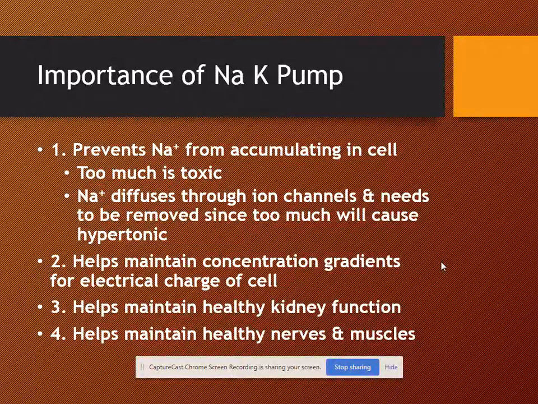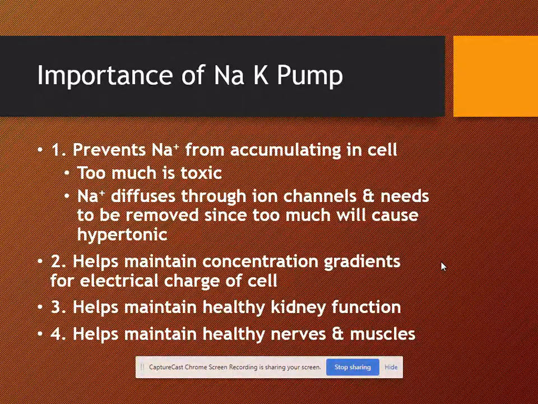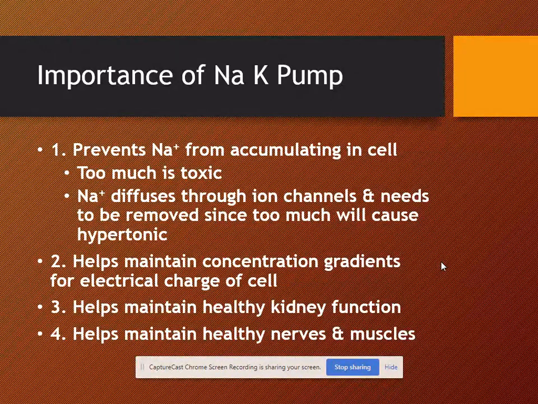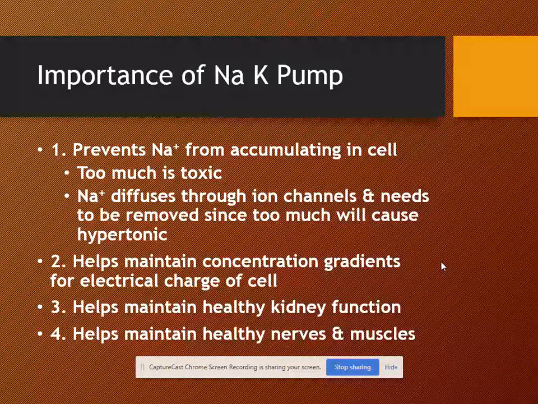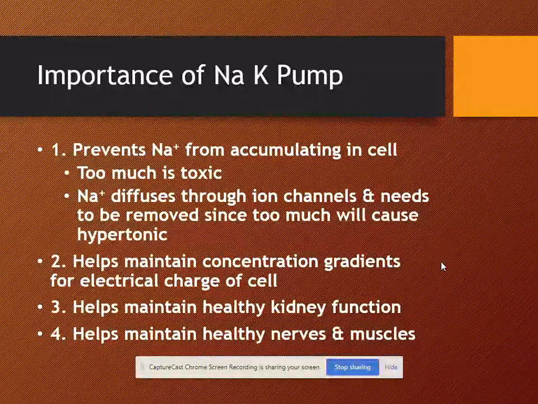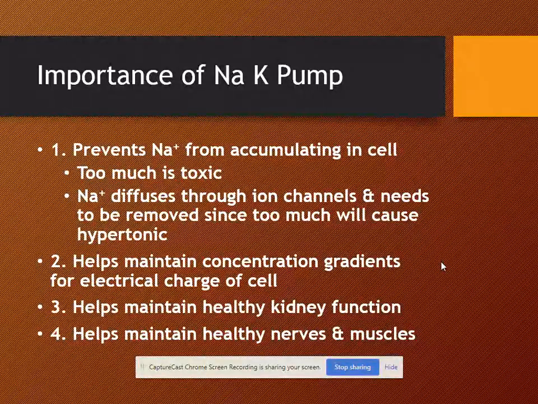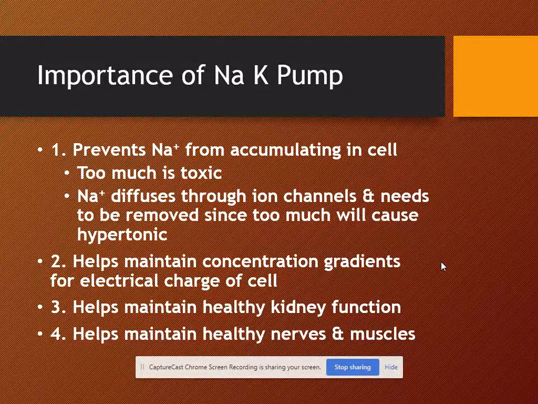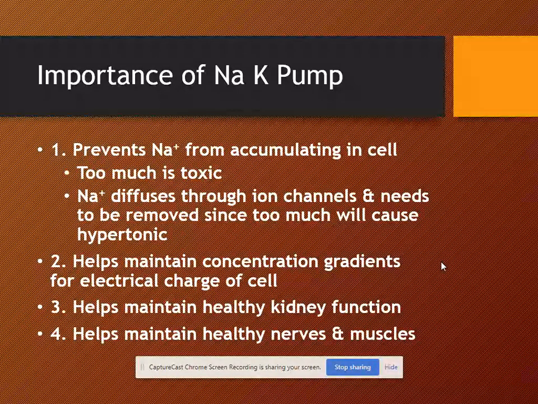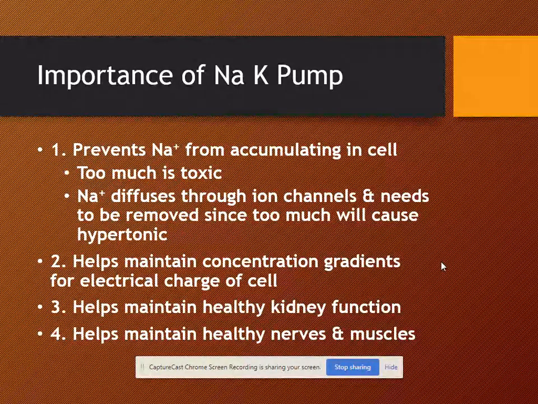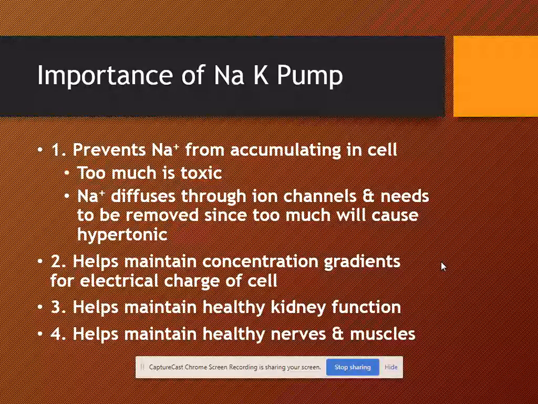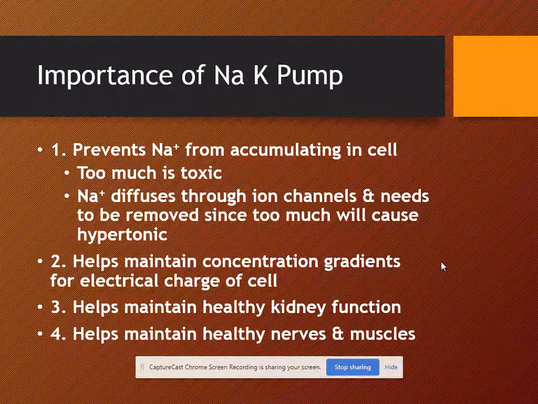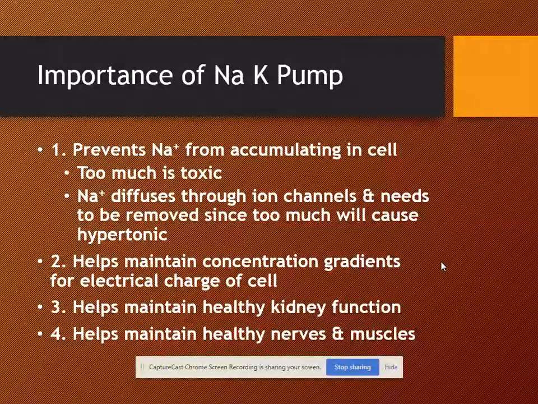Sometimes we'll have sodium automatically diffuse through ion channels, and we want to get rid of it. The reason is that we might cause the cell to be hypertonic. We've looked at what happens to the cell with hypertonic, that the cell will have some issues. So we want to get rid of that. It also helps maintain concentration gradients for the charge of the cell.